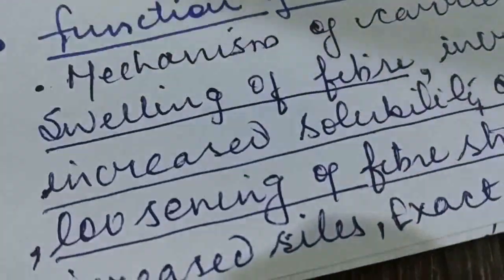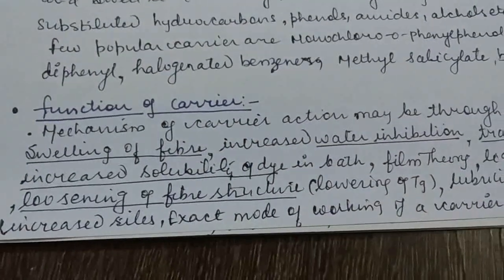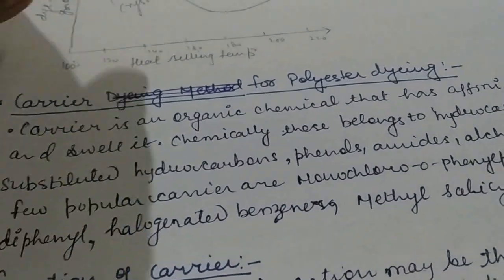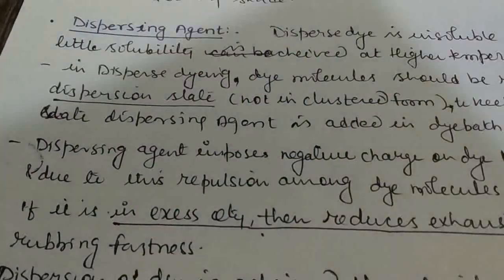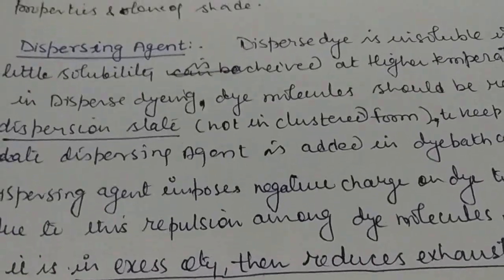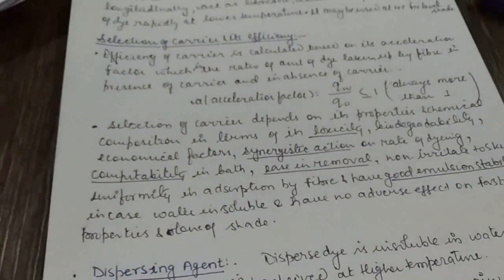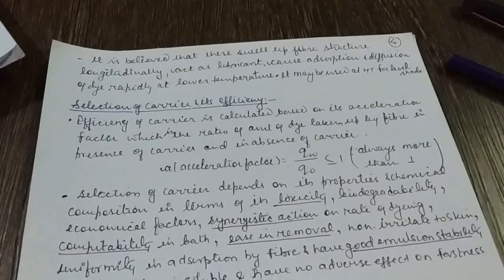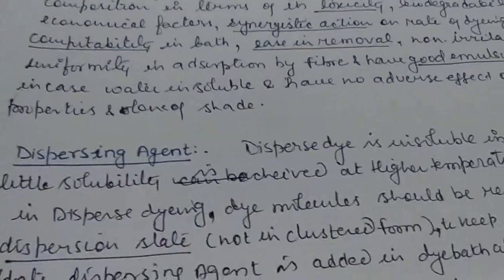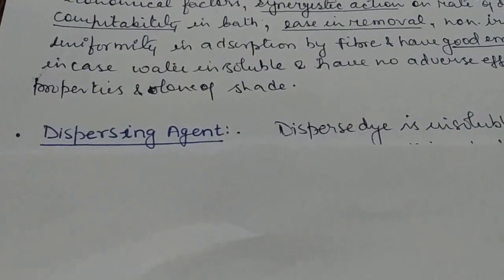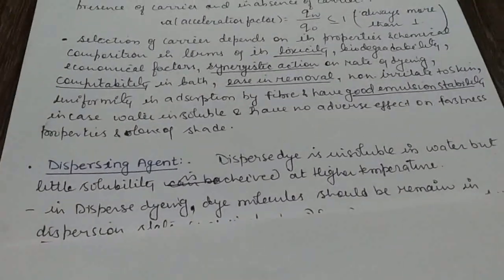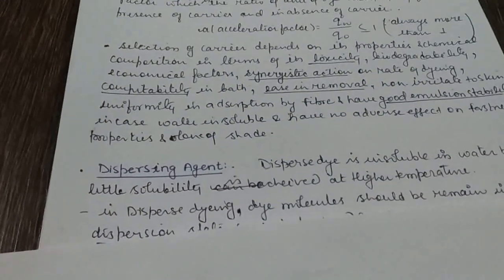Now we will discuss the role of carriers in disperse dyeing. As you know, disperse dyeing is done by three methods in general: using carrier, high temperature high pressure, or thermosol process. In all types of disperse dyeing, we add dispersing agent first. Dispersing agent is inherently present in any type of disperse dye. Disperse dye is insoluble in water, but little solubility is achieved at high temperature.